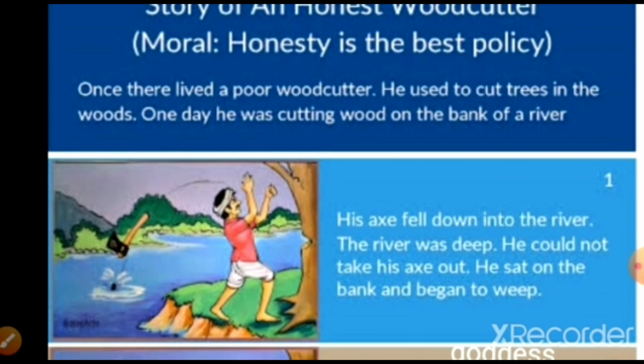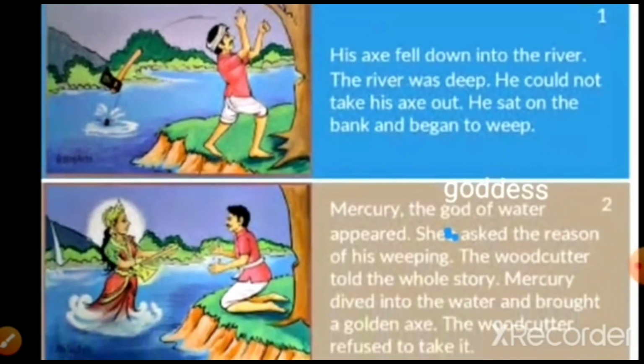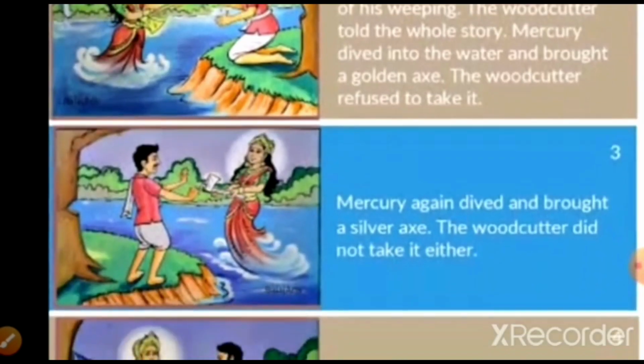Weep means cry. Mercury, the god of the river or goddess, appeared and she asked the reason for his weeping. The woodcutter told the whole story. Mercury dived into the water. Dive means go underwater. She brought a golden axe. The woodcutter refused to take it. Mercury again dived and brought a silver axe.